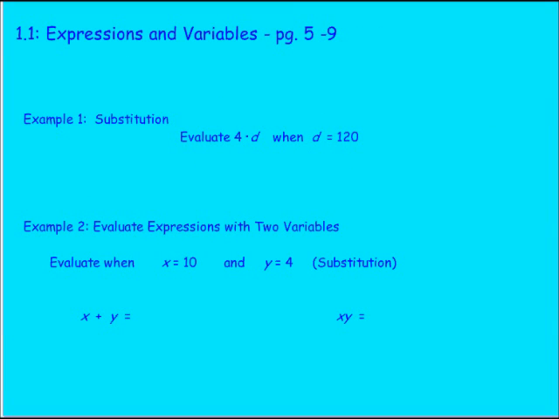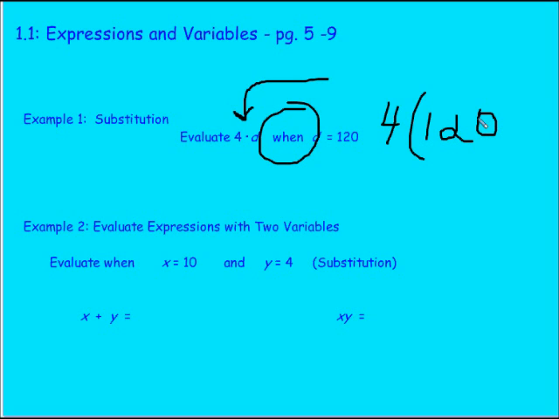All right, so in example 1, we're going to talk about 4 times d. And you're going to see right here, in this particular example, they use the dot to show the multiplication. So evaluate 4 times d, and there you see the word when. Whenever we see the word when, it means it's just going to be a substitution. So evaluate 4 times d when d is 120. That would be the same as writing 4, and you notice I'm using the parentheses. We want to get used to using that. 4 times 120, and 4 times 120 is 480.